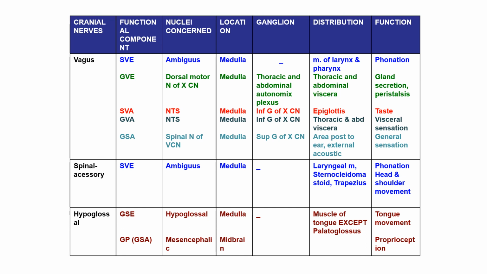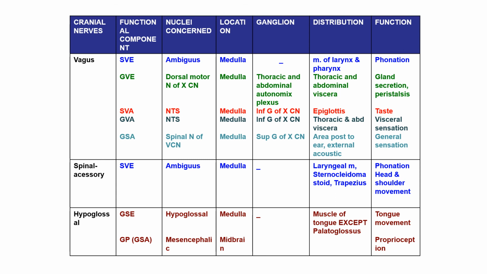The fourth component is the general visceral afferent column. The nucleus concerned is the nucleus of tractus solitarius, which is located in the medulla. The ganglion concerned is the inferior ganglion of the 10th cranial nerve. The fibers are distributed to the thoracic and the abdominal viscera and help in carrying the visceral sensation from these regions.